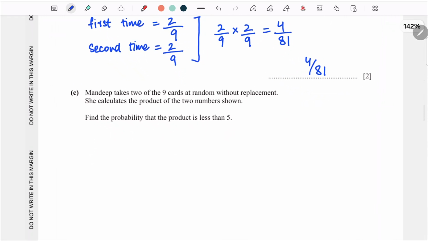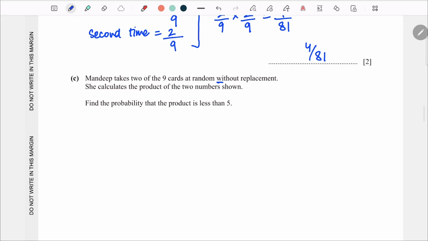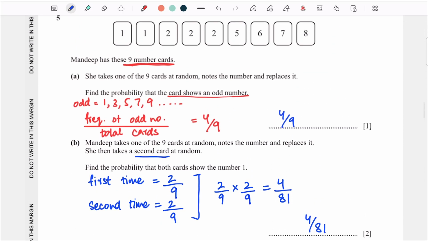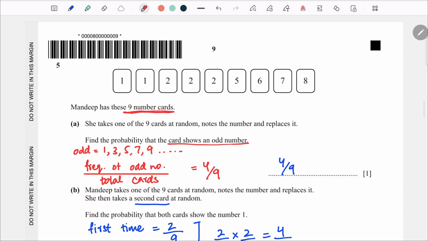Part C, Mandeep takes 2 of the 9 cards at random without replacement. She calculates the product of the two numbers shown. Find the probability that the product is less than 5. So basically, when I'm going to look at the cards, I can see that if I pick 1 and multiply them together, that will give me 1. Then if I take 2 and 1, that will give me 2. And 2 and 2 will also give me 4.